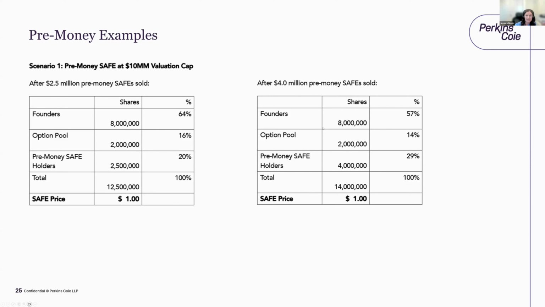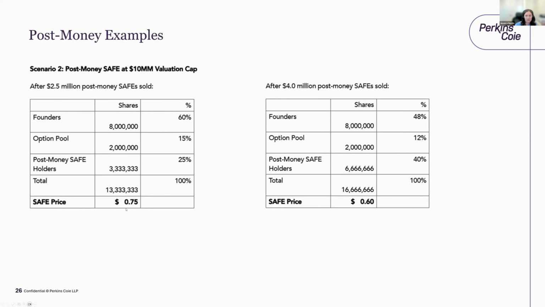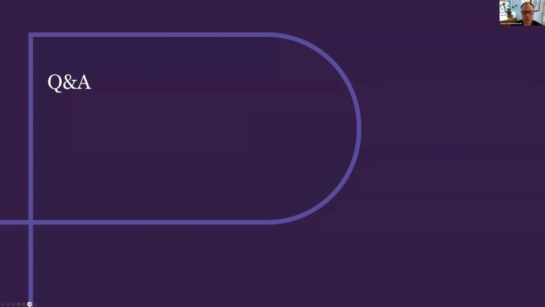Now in the post-money example, look at the difference. Here, with a $10 million post-money valuation cap, if you issue 2.5 million versus 4 million, the price went from $1 to 75 cents if you issued 2.5 million. And if you issue 4 million, it went from $1 in our pre-money example to 60 cents. So how many SAFEs you issue really does impact your dilution. You can clearly see that pre-money SAFEs are much more beneficial from a dilution-to-founder point of view than post-money.